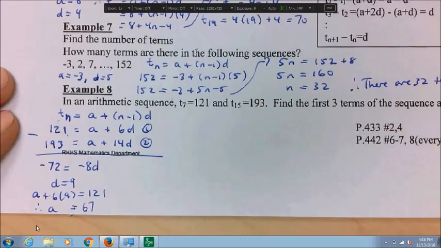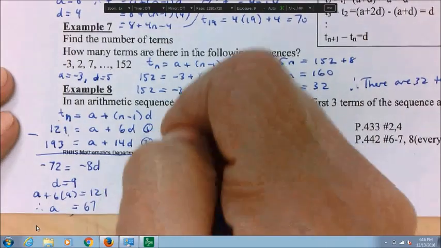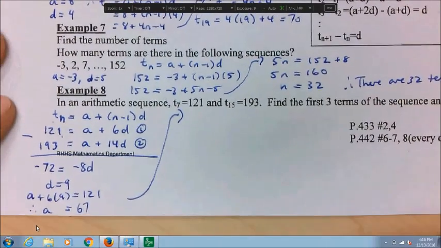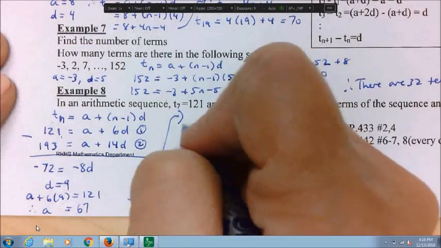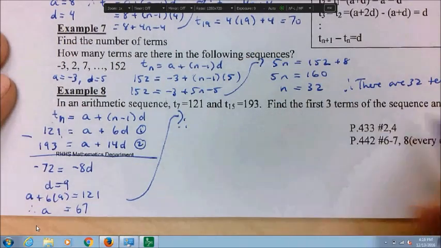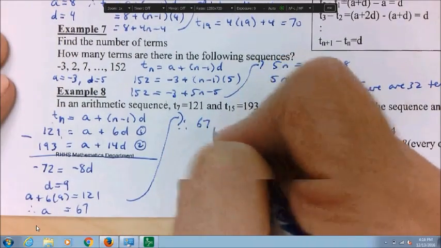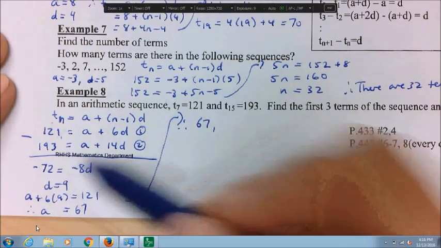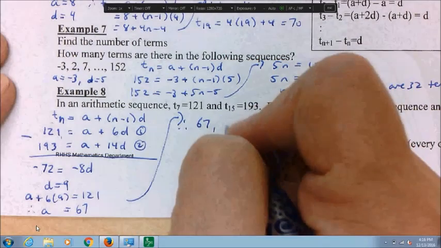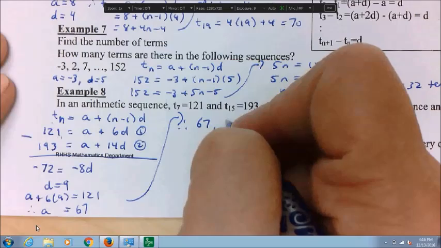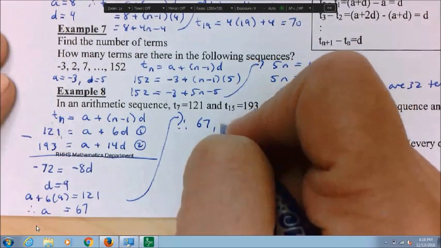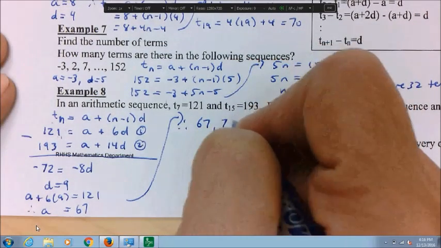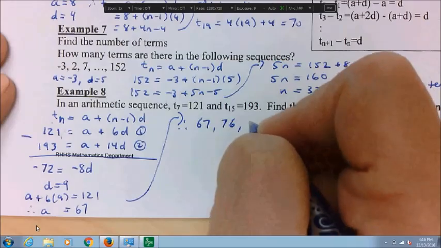So that means that if I'm going to figure out my terms, the first one is going to be 67. It says to write the first 3 terms, so let's do that. The first one's 67. To get to the next one, we're adding the common difference, so we're adding 9. So the next one's going to be 76, and the next one after that, 85.